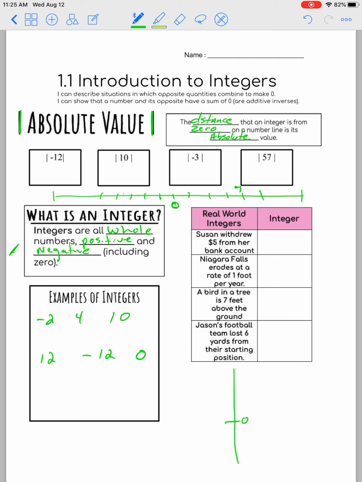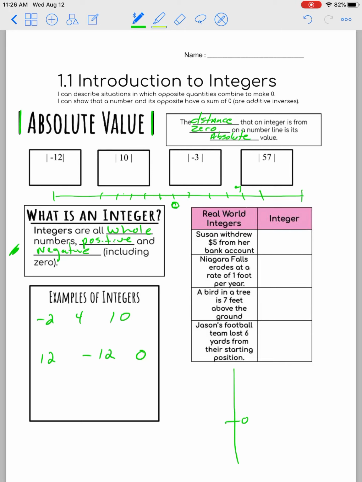Now, first off, what's an integer? We're down here in this little box in the middle. An integer is all whole numbers, positive and negative. That includes the number 0. Some examples, you see them down here: negative 2, 4, 10, 12, negative 12, 0.